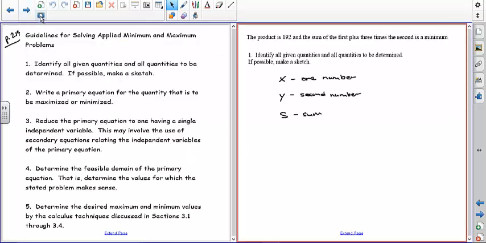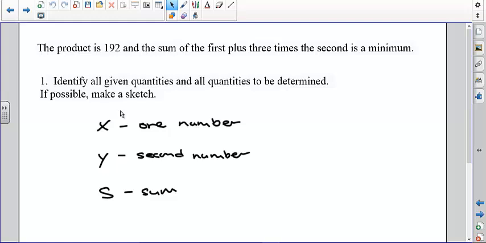The first problem is actually just a number problem. First couple of homework problems are that way too. So it says the product of two numbers is 192, and the sum of the first plus 3 times the second is a minimum. So there's two equations involved here. There's an equation associated with this statement, and there's an equation associated with this statement. The second equation, because they're saying it explicitly, is the one that we're trying to determine minimums or maximums.